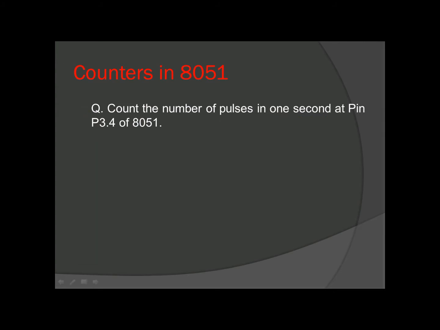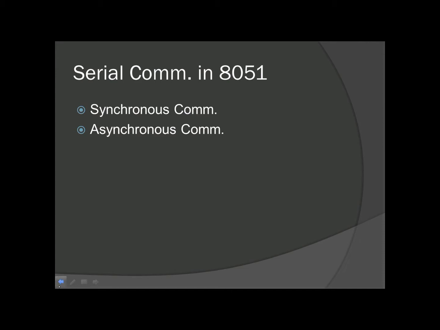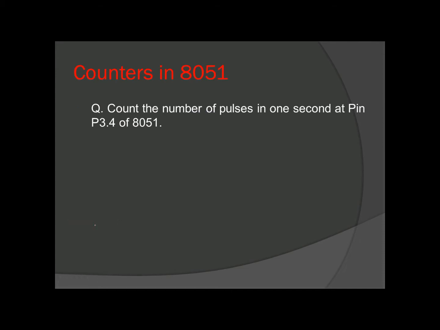So before coding, we need to find the values of some registers. Now the values of registers means we want to find out the value of TMOD. We want to find out the value of TL0 and TH0 as we are using counter 0. This corresponds to counter 0. And we want to develop a delay of 1 second or a time window of 1 second.